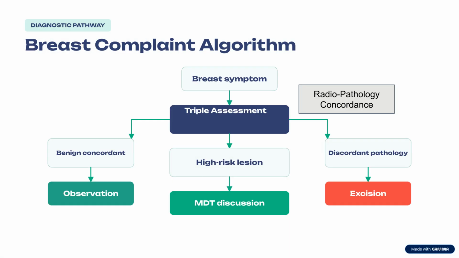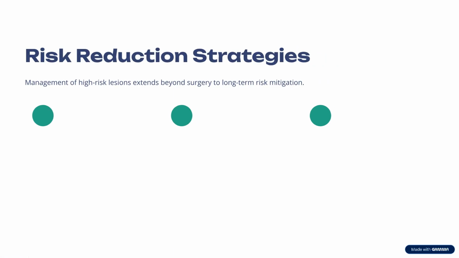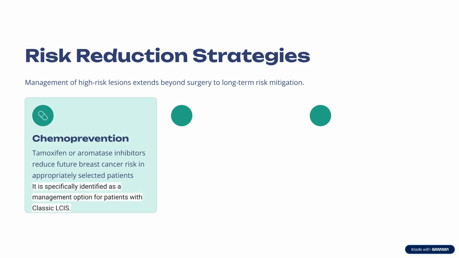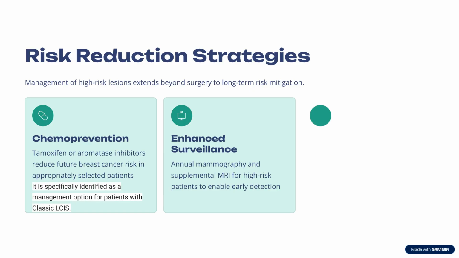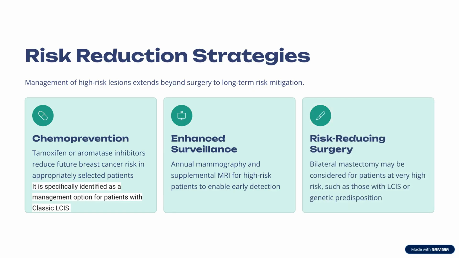This algorithm illustrates the diagnostic pathway for breast complaints. Starting with a clinical symptom, we proceed through the triple assessment. Depending on the pathological results and radiologic concordance, we may opt for simple observation or MDT discussion and potential excision. For high-risk lesions, management extends beyond surgery to include long-term strategies. These include chemoprevention using tamoxifen or aromatase inhibitors, enhanced surveillance programs featuring supplemental MRI, and in some cases, risk-reducing surgery.